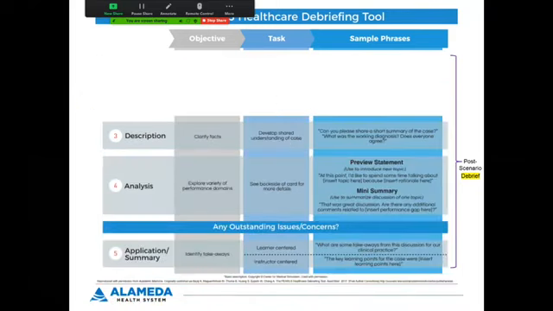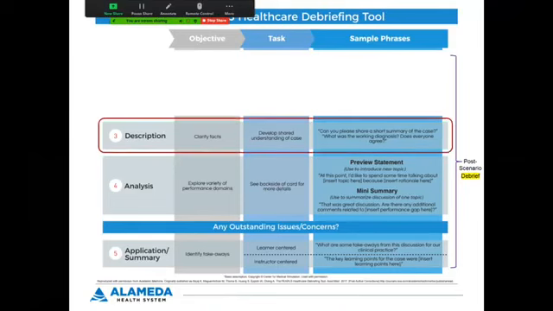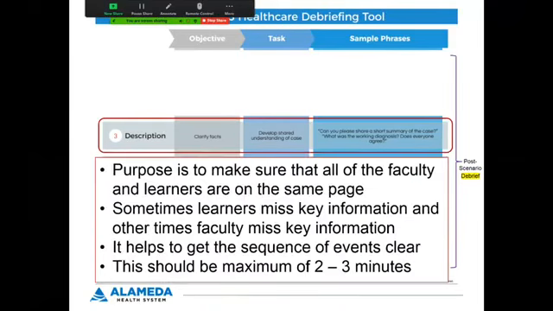The next one is going to be the description phase. And so this is really designed to clarify the facts for everybody, both the learners and the faculty. And what we want to do with this is go through and have a summary of all the events that occurred during the simulation. As I said, this can be complex. There can be a lot of things going on, and sometimes you miss what people say. Sometimes you miss that they actually did an assessment that you were looking for and you didn't tick off on your list, but in fact they did do it, and other people picked up on that. But at other times, they may have missed a key piece of information.